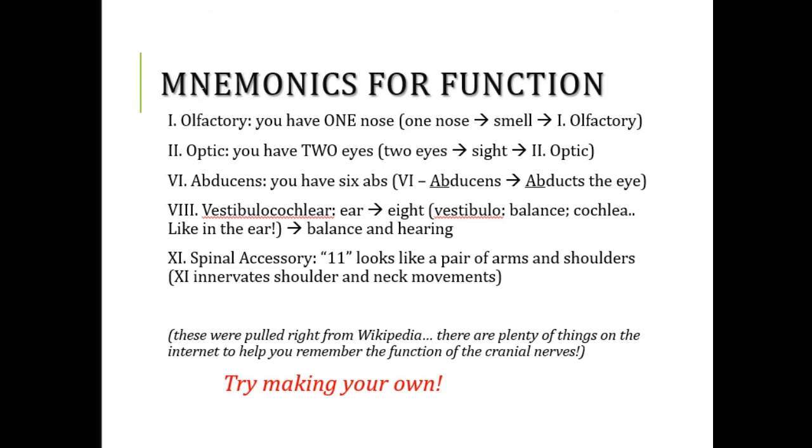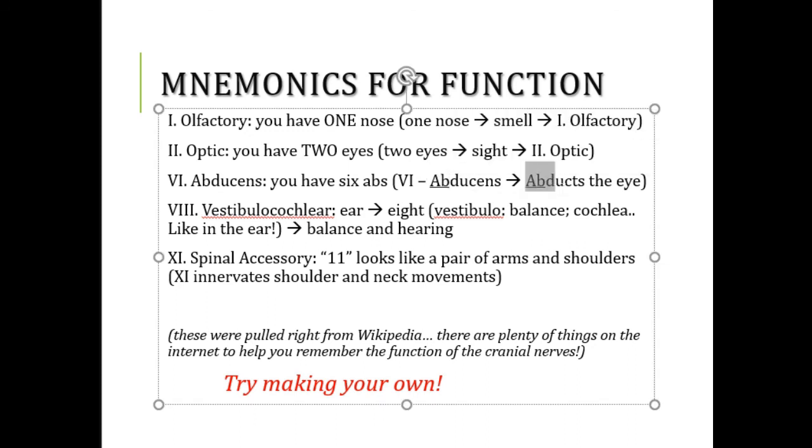And some further mnemonics to remember. If you have the olfactory nerve, you have one nose, you smell things, olfactory. In the optic, you have two eyes to see things, optic nerve. Abducens, you have 6 abs, which is the 6th nerve. So abducens, AB, abducts the eye. Gotta remember the function.